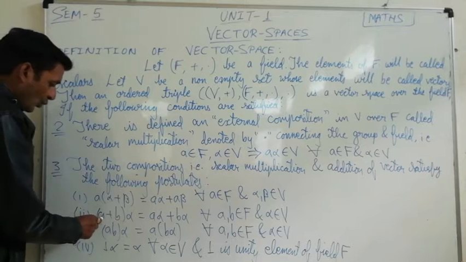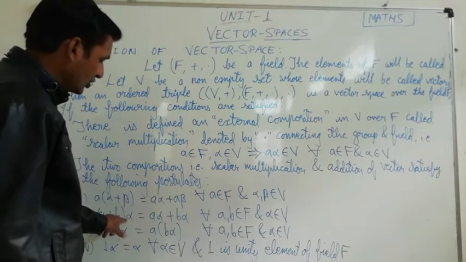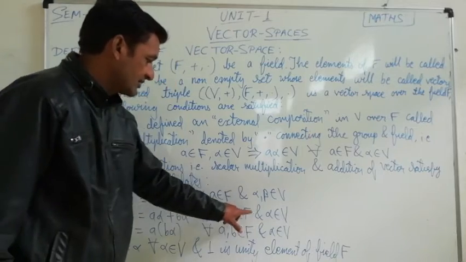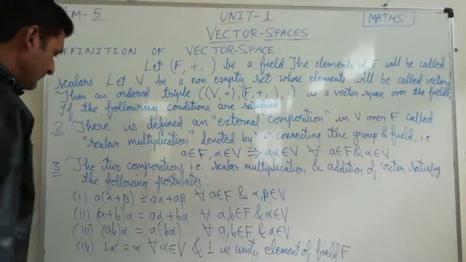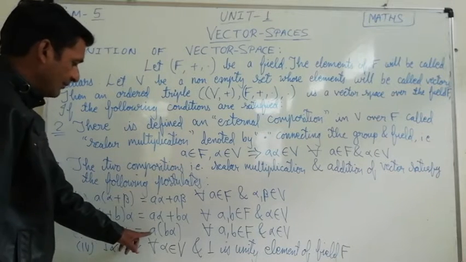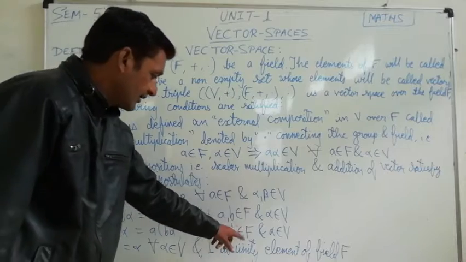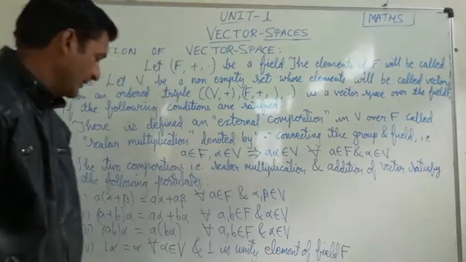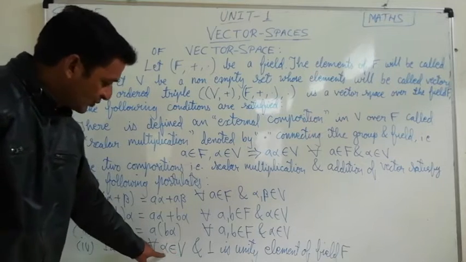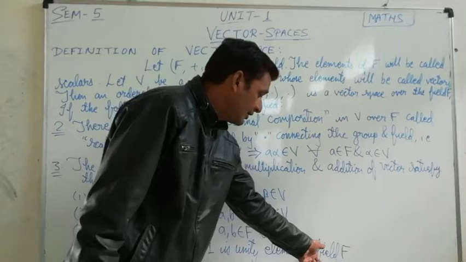Now, if we take 2 scalars here in bracket, that is A plus B with the plus operation, and then alpha with the dot operation, then it will be A alpha plus B alpha, for all A, B in F, meaning these are scalars, and alpha is in V, meaning alpha is a vector. Next, (AB) dot alpha can be written as A(B alpha), for all A, B in F and alpha in V. Fourth point: 1 into alpha is equal to alpha, for all alpha in V, and 1 is the unity element of field F.